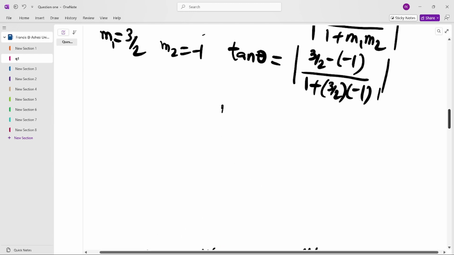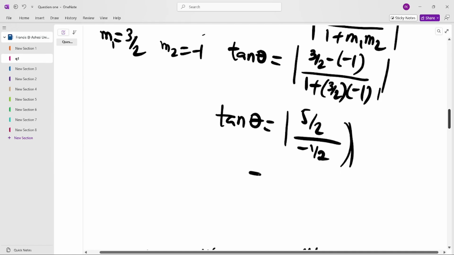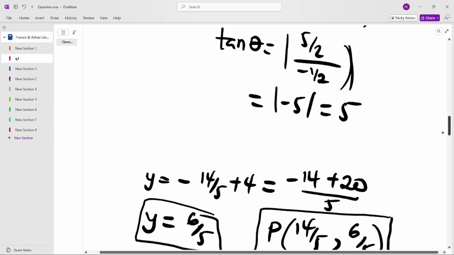You guys can help me find the angle. So the numerator, I have 3 over 2, that will be 5 over 2, all over 1 minus 1 over 2, I guess. Let me see, 2 minus 1, yes. So this will give me something like negative 5, so it's going to be 5. So theta will be equal to tan inverse of 5.